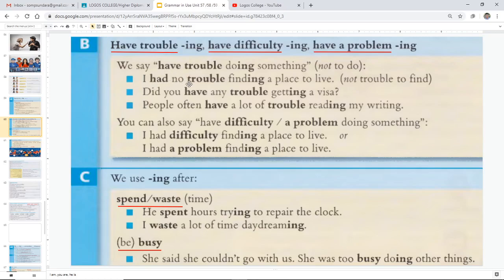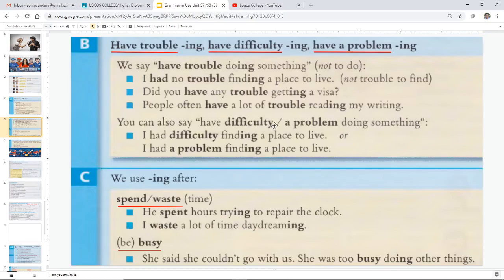I had no trouble finding a place to live. We don't say trouble to find. We say trouble finding. Right? I had no trouble finding a place to live. Did you have any trouble getting a visa? Not to get a visa. People often have a lot of trouble reading my writing. Right? Notice we don't say to read my writing.